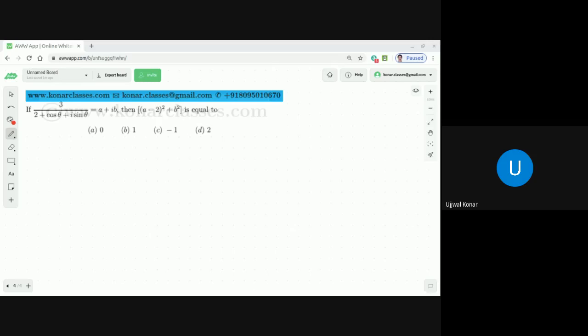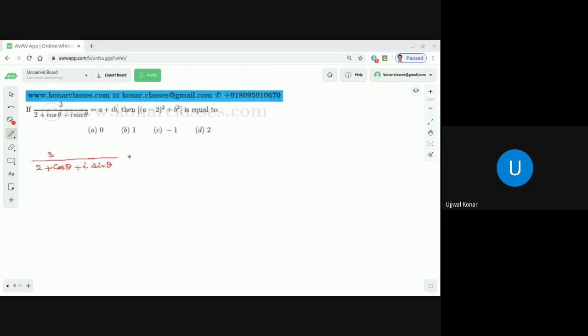First, as I just said, we need to express that complex number, that is 3 by 2 plus cos theta plus I sin theta, in the form of a plus ib. And let's see how we are going to do it. Anyway, I'm explaining it slowly. If someone is able to do it, never hesitate to let me know what is your answer. So what is the complex number here? Here the complex number is 3 by 2 plus cos theta plus I sin theta, dear students.